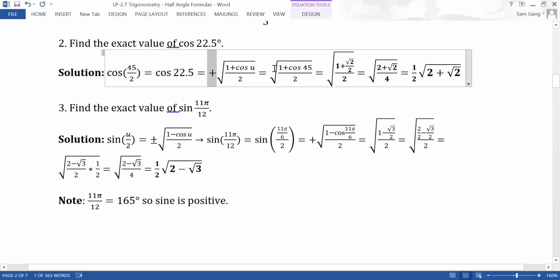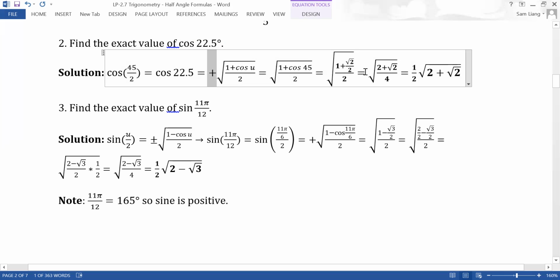So this can be seen as 1 plus cosine 45, because u is 45 degrees in this case, divided by 2. Cosine 45 is root 2 over 2. And then you just simplify. So we get 1 is 2 over 2, so this is 2 over 2 plus root 2 over 2. So this would be 2 plus root 2 over 2. Divide that by 2, which is 4.